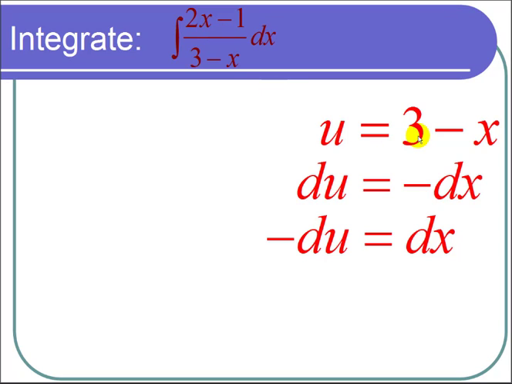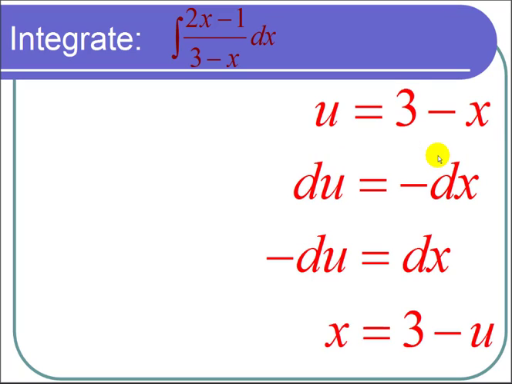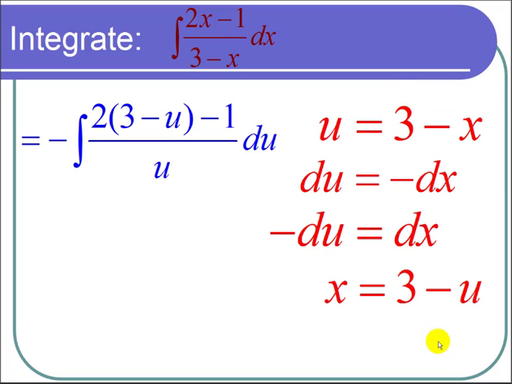So what I do instead is I solve for x in this first equation. And when I do that, I get x equals 3 minus u. Now I'm ready to substitute everything in. And what I get is 2 times x, or 2 times (3 minus u), minus 1, and then divided by 3 minus x, which is u, and then dx is negative du.